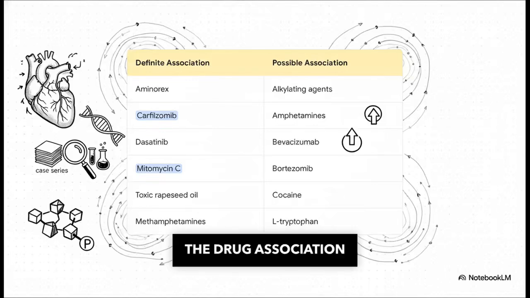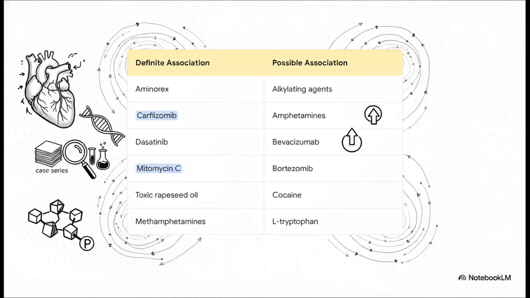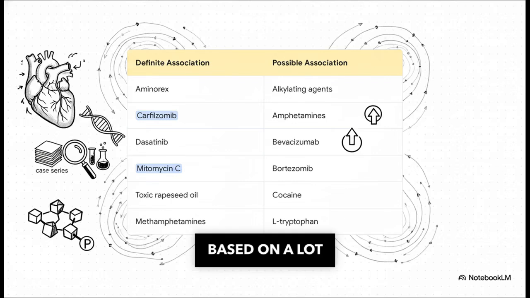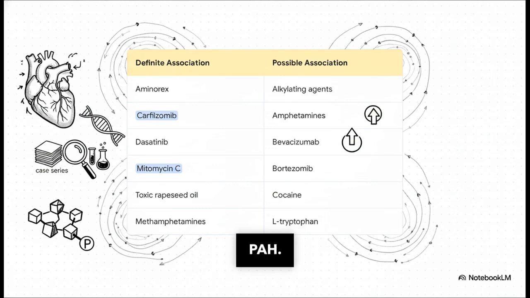Okay, let's look at the drug association table. You can see the 2 new additions are highlighted. Now, this isn't a small change. Based on a lot of mounting evidence, we're talking case series, registries, even experimental data. Mitomycin C and the proteasome inhibitor carfilzomib have now officially been elevated to the definite association category for PAH.